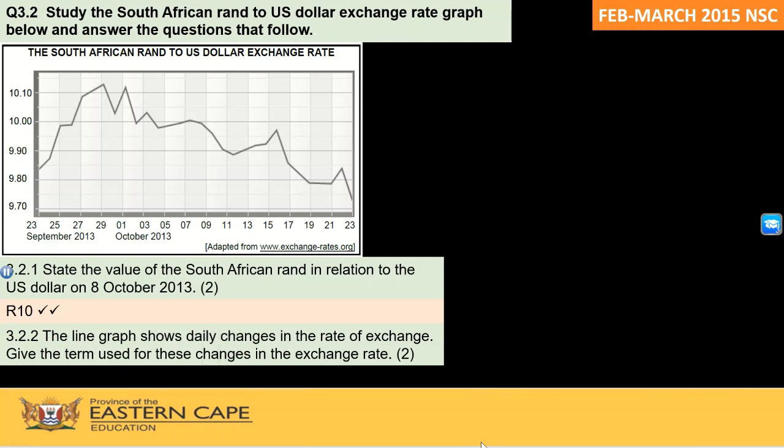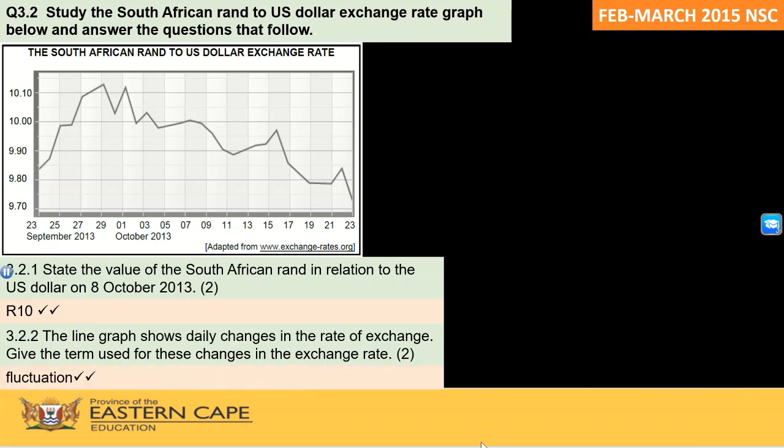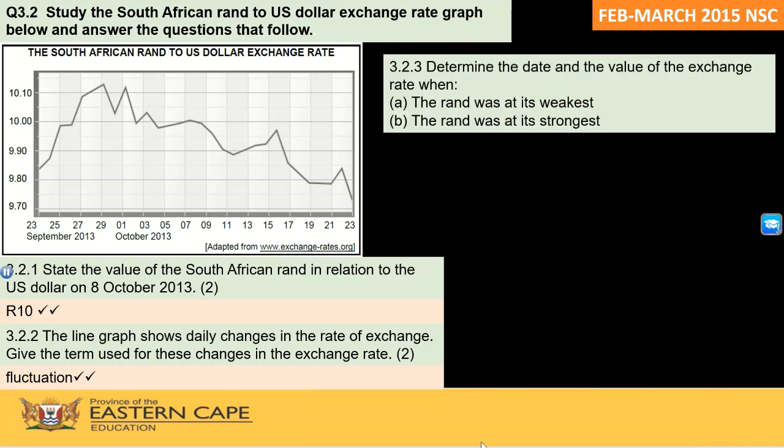The line graph shows daily changes in the rate of exchange. Give the term used for these changes in the exchange rate. Now that was what we just discussed prior to this, and that was fluctuations. Now you will see a question that requires a little bit of thinking here. Determine the date and the value. Please note that there are two components here, the date and the value of the exchange rate when the rand was at its weakest and when it was at its strongest. So you're looking for the bottom and the top point of the graph here. But it's not only that you're looking for, you have to remember which one is weakest and which is strongest.